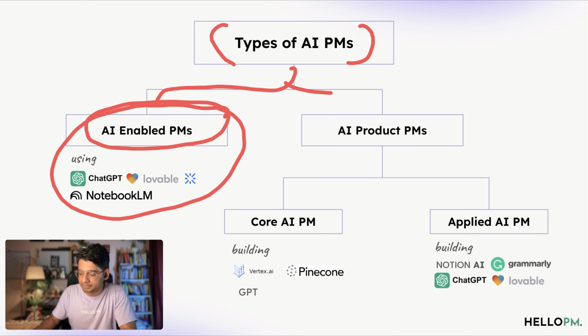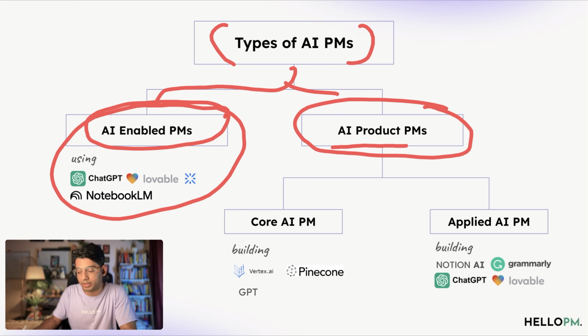The second kind of PMs, which are going to be the focus for today, are AI product PMs. AI product PMs are people who are actually using AI as a technology in order to solve their customer problems and achieve the business outcomes for their companies. Okay, now here the AI product PMs can also be divided into two parts.